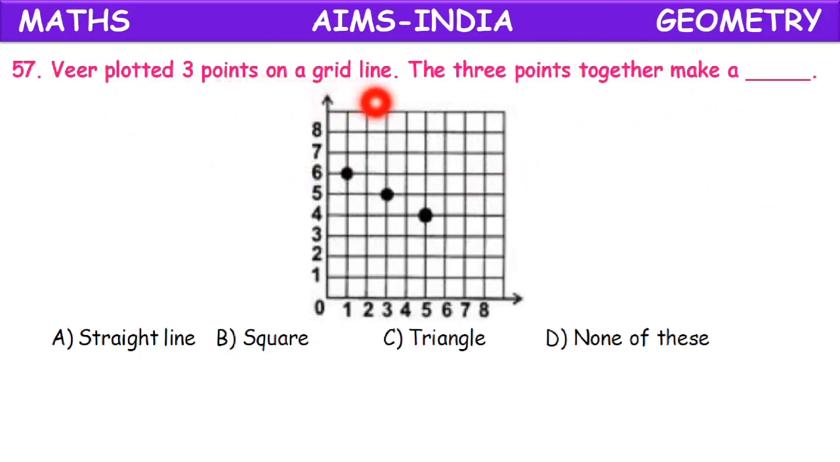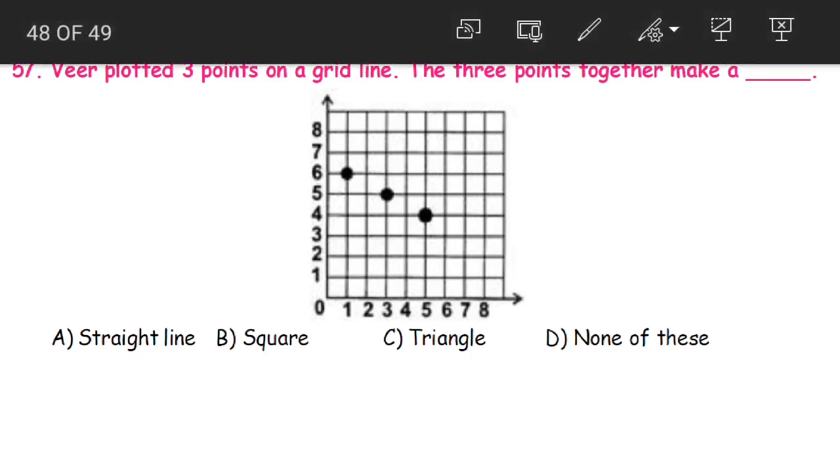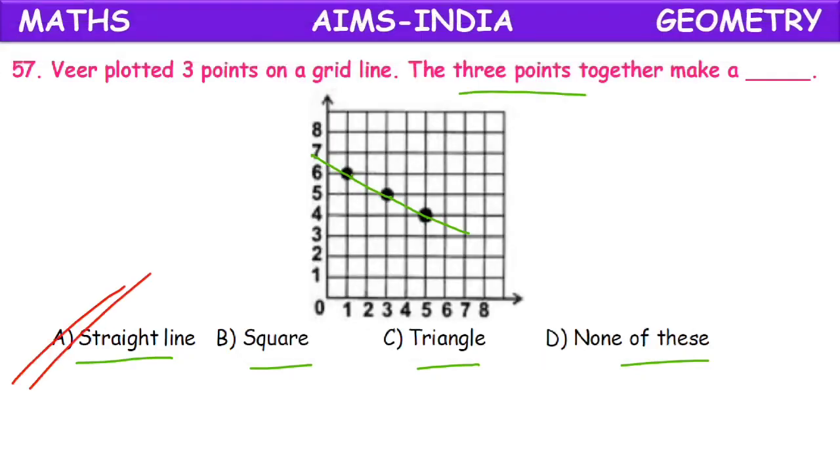And coming to the last question, children, this is the last question from our chapter geometry. We have plotted 3 points on a grid. The 3 points together make a what? As you can see, grids are nothing but these squares. On this grid, Veer has plotted, means he has marked, 3 points. Now when we join them together, what is formed? Is a straight line formed, square, triangle, or none of these? When we join these 3 points together, what we get is a straight line. So option A, straight line, becomes our correct answer.